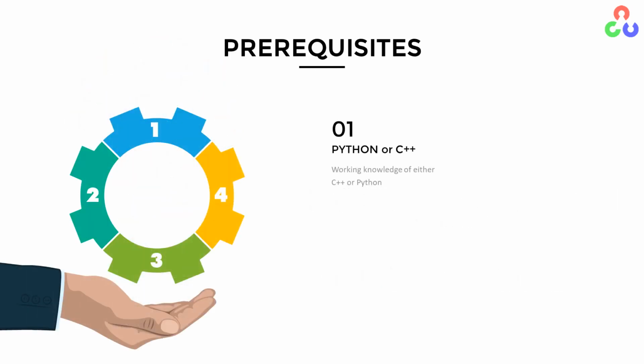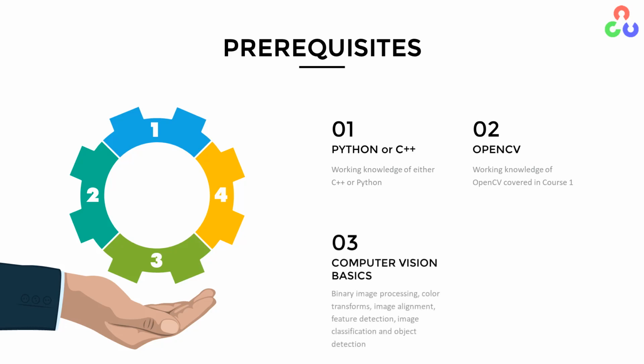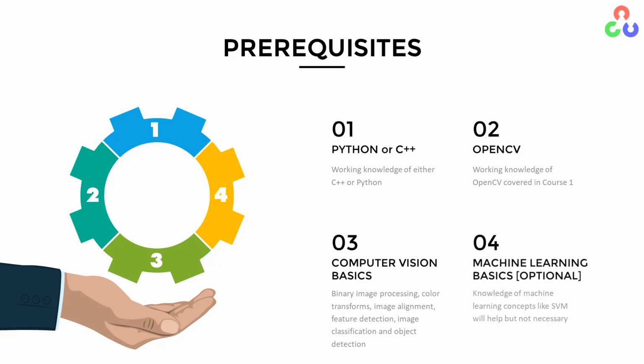First, you need to have an intermediate level of knowledge of Python or C++. Second, you need to be familiar with the OpenCV library. Third, you need to have some understanding of computer vision techniques. And finally, knowing a bit of machine learning techniques like support vector machine will help a lot. If you have taken Computer Vision 1, you are very well prepared for this course.